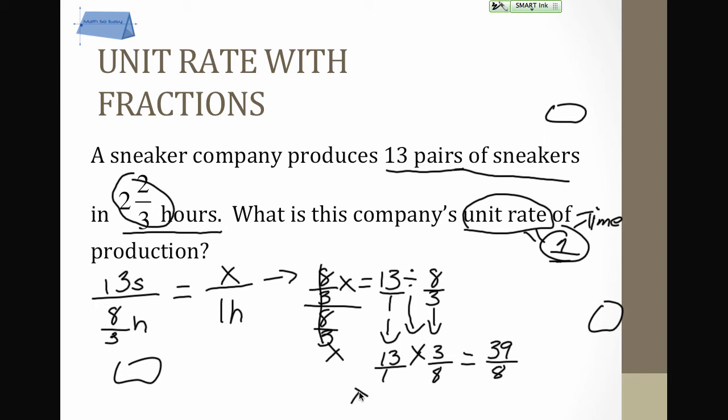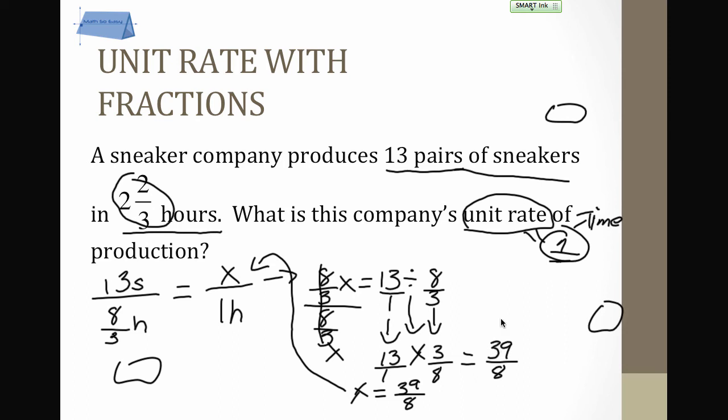So X, excuse my handwriting, is equal to 39 over 8. So what does that mean? Let me go back to my proportion. So that means in 1 hour, the company can produce 39 over 8 pairs of sneakers. What does that mean? You'll never see this right here. You have to go from here to a mixed number or a decimal. I would probably prefer the mixed number, but make sure you know how to do both.